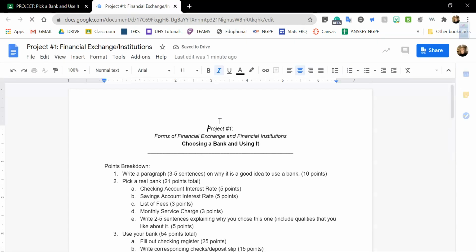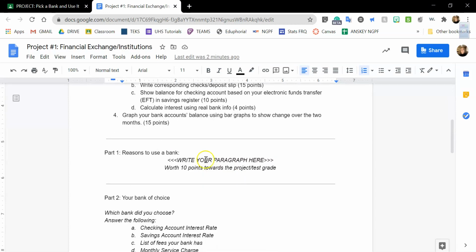We're going to start with the Google Slides, and in this project what you're going to do is pick an actual bank and then use it, okay? So the first thing you're going to do is write a paragraph. That means 3 to 5 complete sentences on why it's a good idea to use a bank. Think about what we've been talking about, from being able to gain interest, build a relationship with a bank for loans in the future, being able to get a debit card or have direct deposit, automatic bill pay, all those different things.